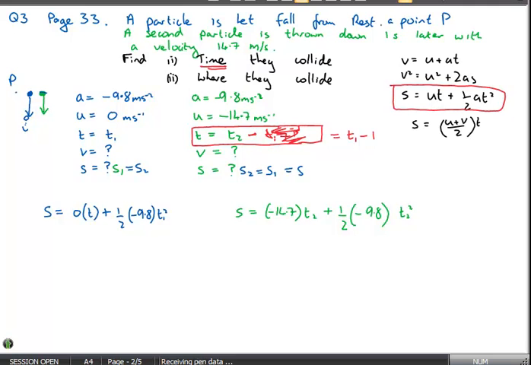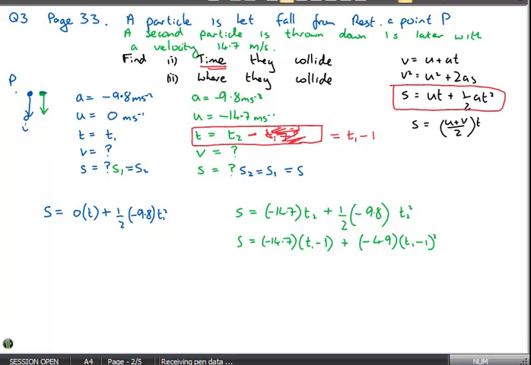Now instead of writing t2 there, I want to change that. I will rewrite this. So instead of the t2s I'll just fill in t1 minus 1. 14.7 times t1 minus 1 plus, when you multiply that 2 in, you have minus 4.9 times t1 minus 1 squared.